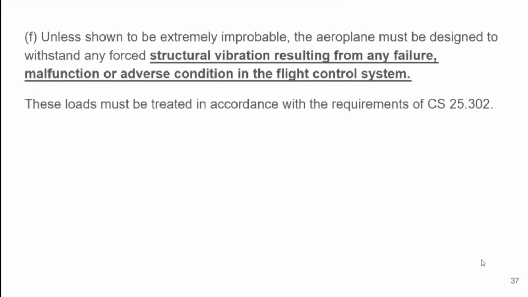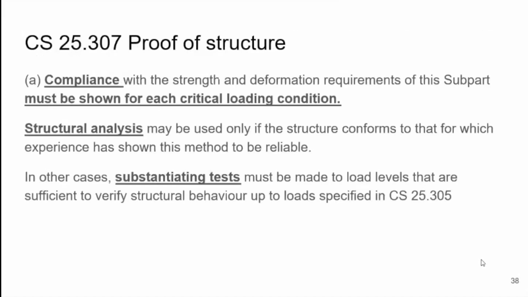And also there should not be any structural vibration resulting from any failure of the flight control system. For example, you may have lost one of the actuators, or you may have lost one of the push rods, and there should not be any flutter, vibration, or buffeting from any of those failures. Structural compliance must be shown for each critical loading condition.